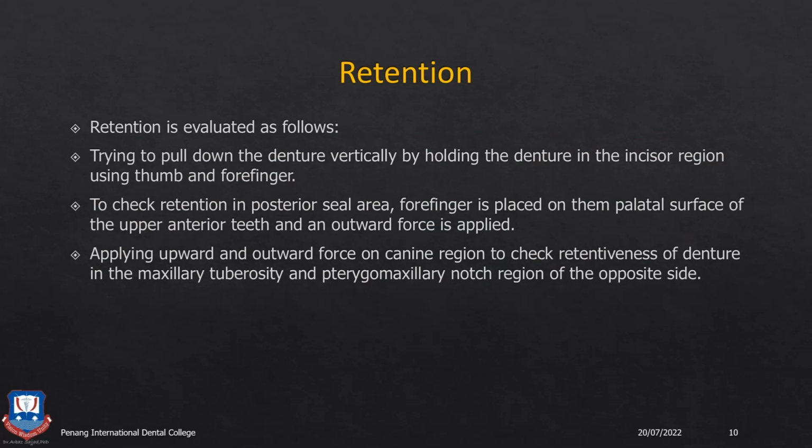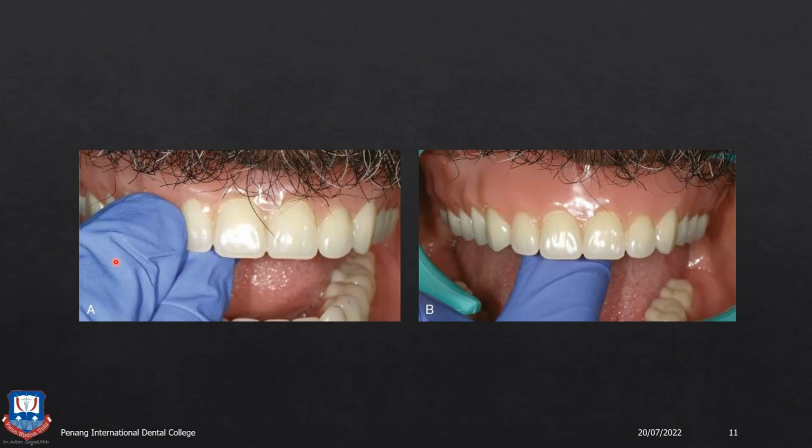And after peripheral extensions, you check for the retention. As I mentioned in previous lectures, retention is the ability of the prosthesis to resist displacement in a vertical direction, towards gravity. So we try to pull the denture down by holding it in a pinch grip between the thumb and the fingers, holding your fingers over the incisal edges of the anterior teeth, and you try to pull the denture to check whether the denture is retentive or not.